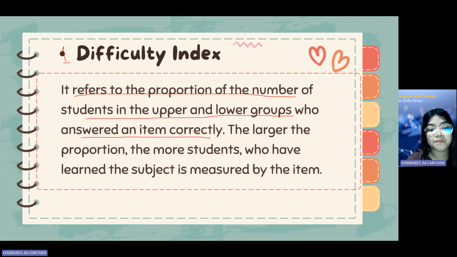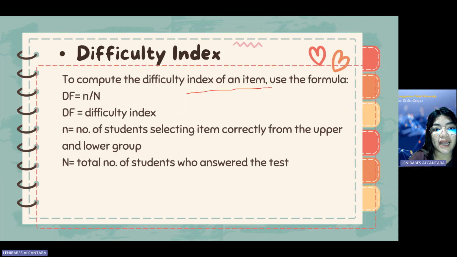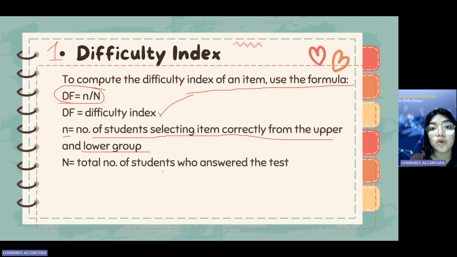That's just an example. The larger the proportion, the more students who have learned the subject is measured by the item. Okay? Take note of that. To compute the difficulty of an item, use the formula. This is, of course, still number 1. This is the formula of the difficulty index. Okay? Ma'am, ano po yung difficulty index formula na yan? Itong DF, of course, it stands for difficulty index. The N is the number of students selecting the item correctly from the upper and the lower group.